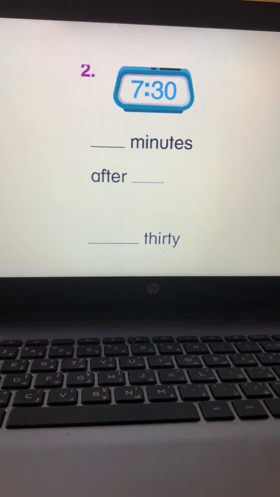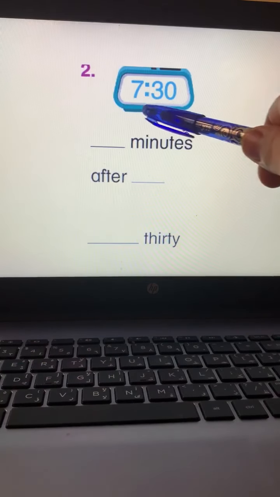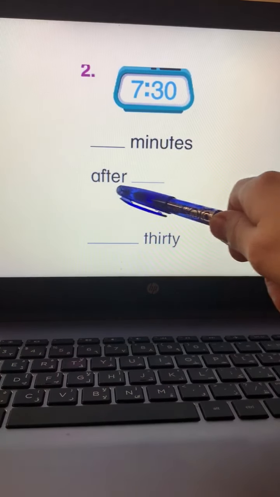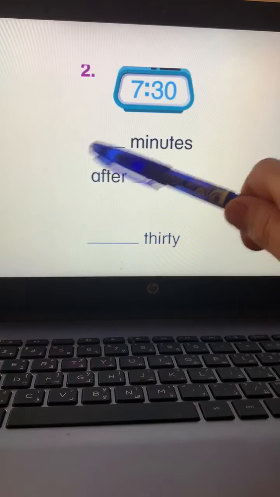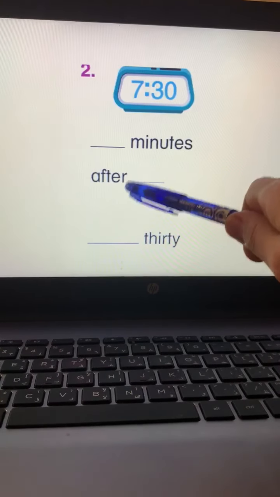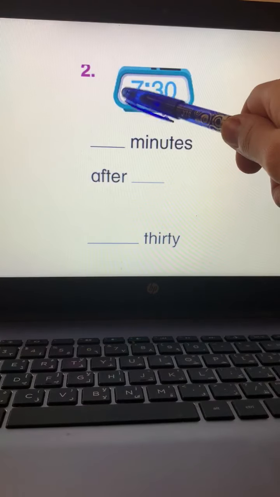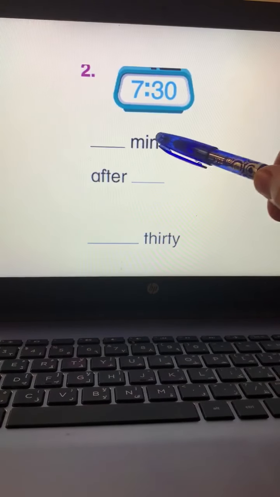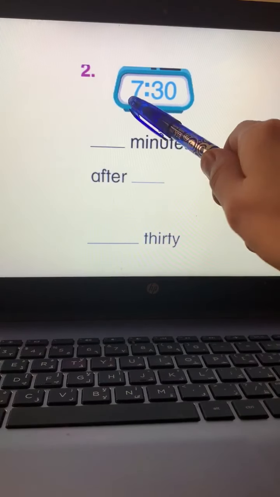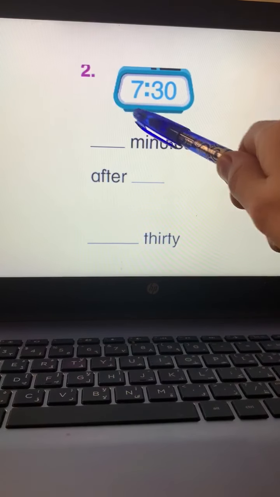Okay, now here you have the digital clock. It's 7:30. So how many minutes? He asked us to write the minutes, then after means I will write the hour now. How many minutes? 30 minutes. After, I describe the minutes. What do I have now? The hour. 30 minutes after 7 or 7:30.